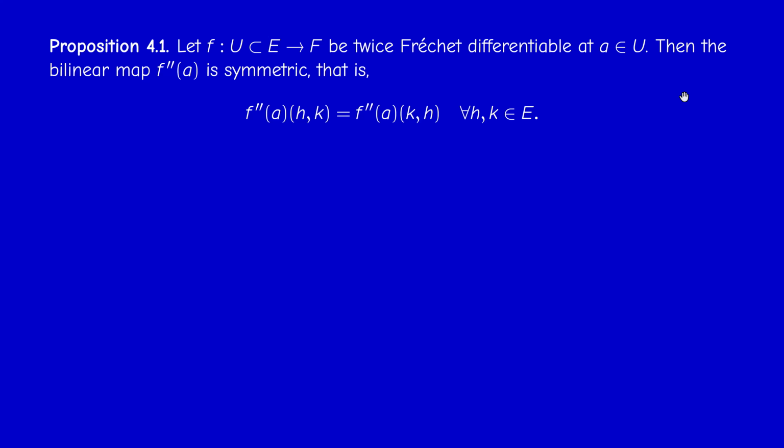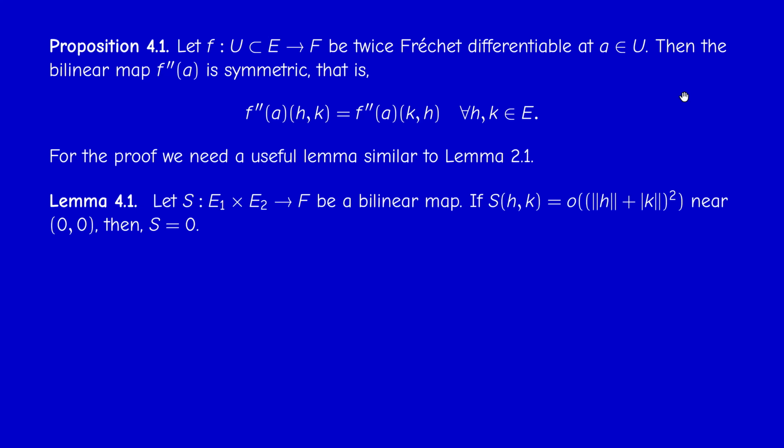Welcome back. This is the second video on section 4.1, in which I'm going to prove the symmetry of the second order derivative, if it exists. For the proof, we need a lemma which is similar to lemma 2.1. Recall that lemma 2.1 states that if a linear map is a small o of the argument near the origin, then it is identically zero.